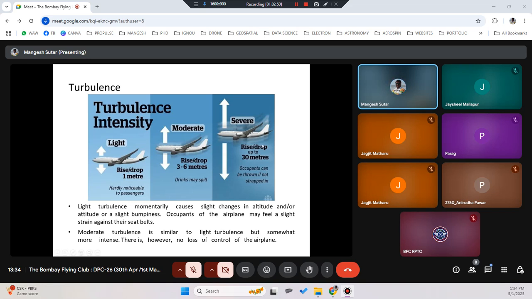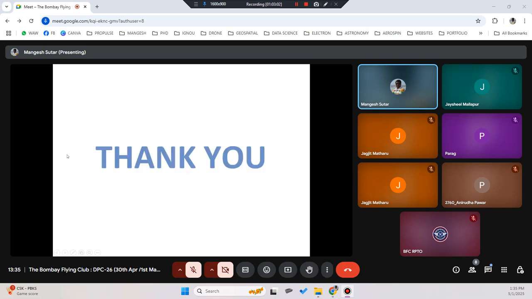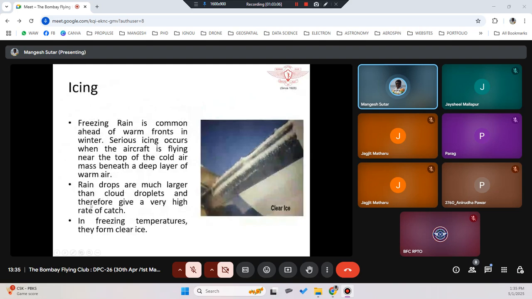That is how the ATC will instruct the pilot, and the pilot has to take the corrective measures when there is a severe type of turbulence. Okay, so that's all about weather and meteorology. So any questions on the weather meteorology topic?